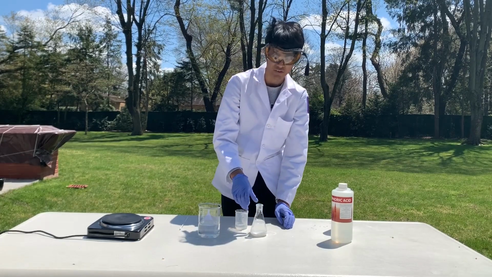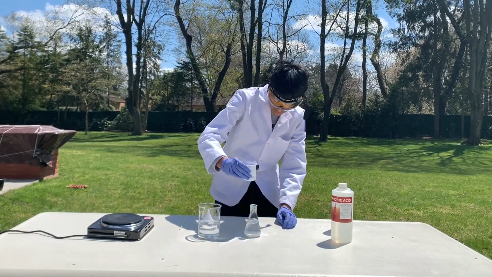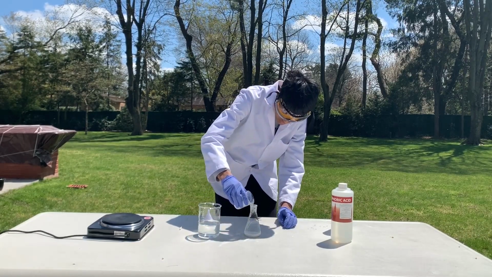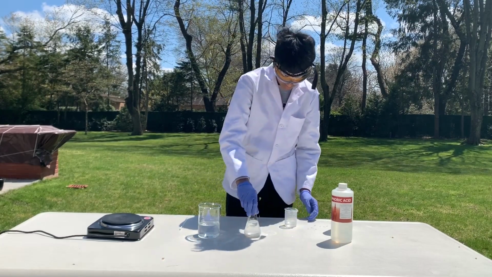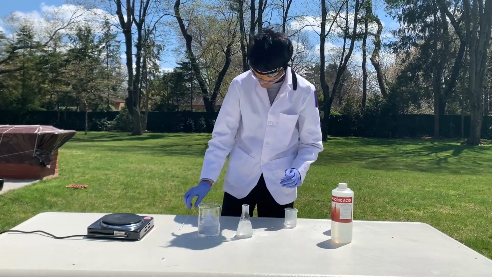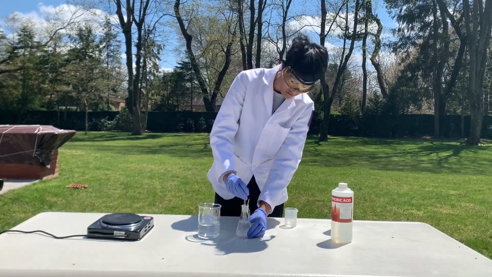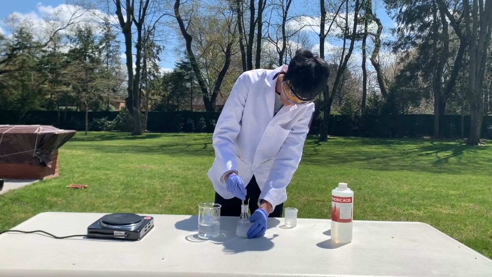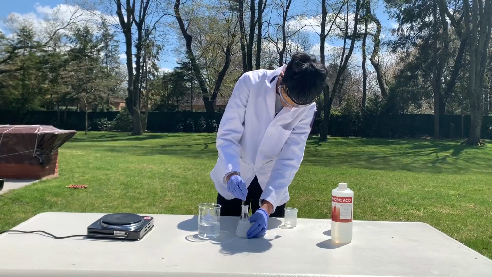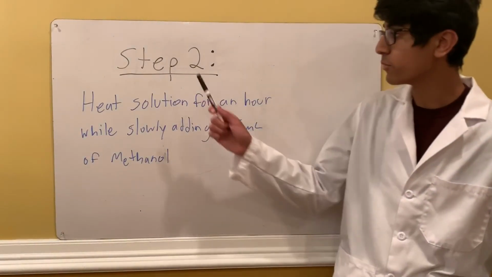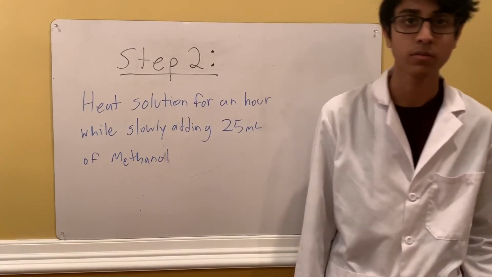The solution is starting to fizz up now that I'm adding the phosphoric acid. And now I'm just going to mix it a little bit. Step 2 is to heat the solution for an hour while slowly adding 25 milliliters of methanol.